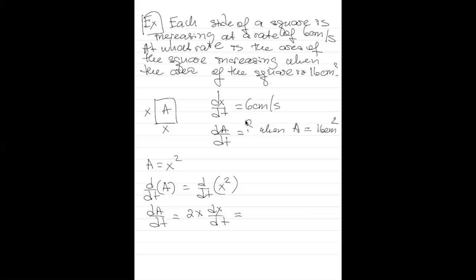Well, if the area is 16, would you agree that x is 4? So now that's 2 times 4. dx/dt is given, that is 6. So 8 times 6, 48. Now how do we label dA/dt? It's area, so that's centimeters squared per second. And that concludes the video.